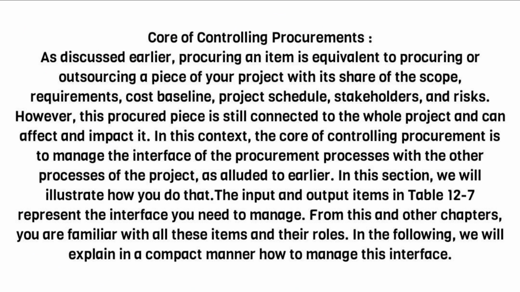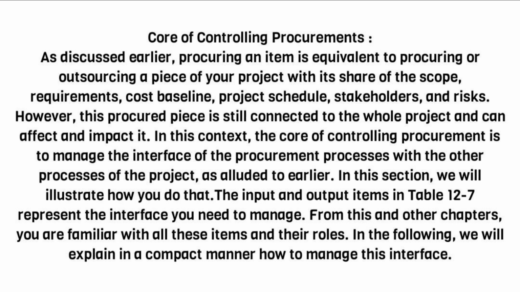Core of controlling procurements. As discussed earlier, procuring an item is equivalent to procuring or outsourcing a piece of your project with its share of the scope, requirements, cost baseline, project schedule, stakeholders, and risks. However, this procured piece is still connected to the whole project and can affect and impact it. In this context, the core of controlling procurement is to manage the interface of the procurement processes with the other processes of the project, as alluded to earlier. In this section, we will illustrate how you do that.